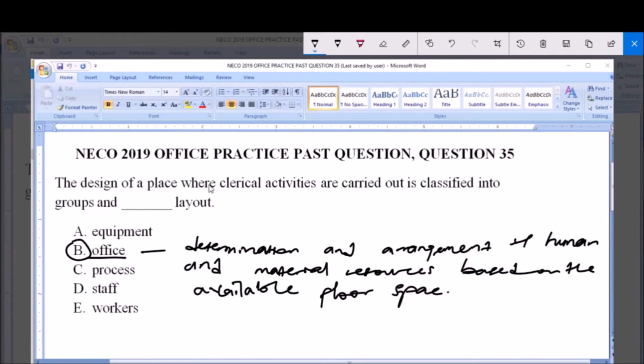So therefore, a place where clerical activities occur is known as an office. Now the design of this office can be classified into groups and office layouts, because the design of a place depends on the office layout. That is, it depends on the arrangement of the human and material resources based on the available space in the office. So the answer to this question is option B, office layout, because office layouts play a major role in the design of an office.